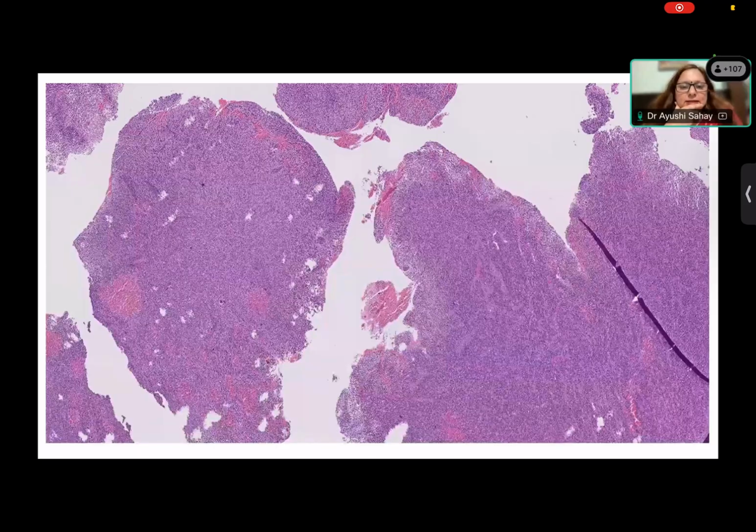So who would like to take this? Shivangi, are you there? Yes, ma'am. Yeah, please go ahead. So here on low magnification, we are seeing various bits of tissue, and the tumor is quite cellular, the cells are arranged in sheets, and there are a few areas of hemorrhage.